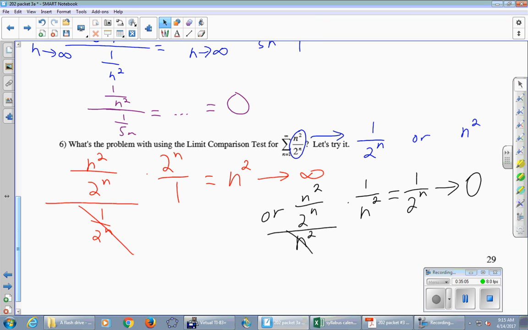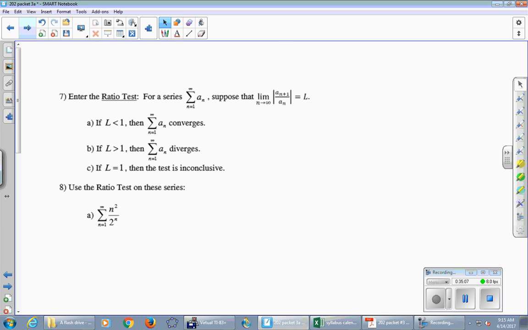Okay, so we need a new tool. Next page. Enter the ratio test. So we've seen 2 tests today. This is our 3rd and final test for the day. It's the ratio test.